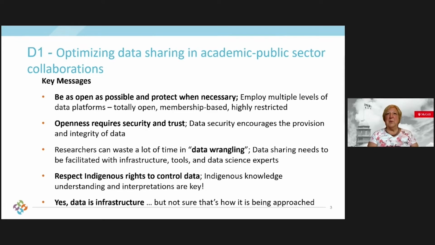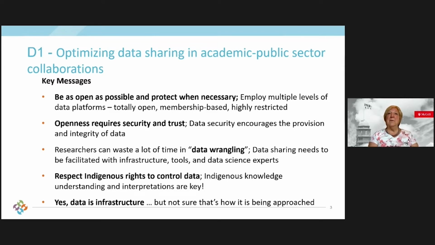We certainly want to be as open as possible, but there will be some situations in which we have to protect more. And so people talked about multiple levels of data platforms. And I think that's one of the ways that we can go that allows us to do two things at once. I will come to another issue about protecting later in these points that has to do with Indigenous people. So openness basically has to be premised on a lot of security and trust. And this was, I think, one of the big things that we discussed.